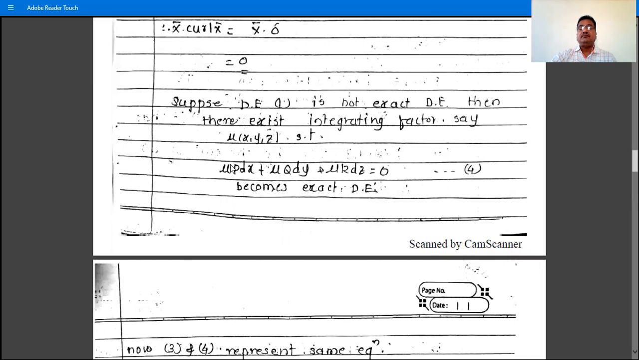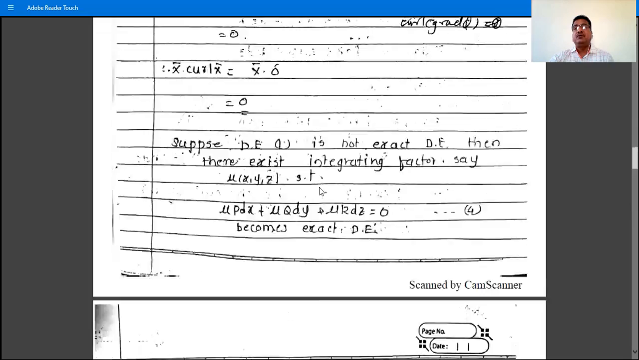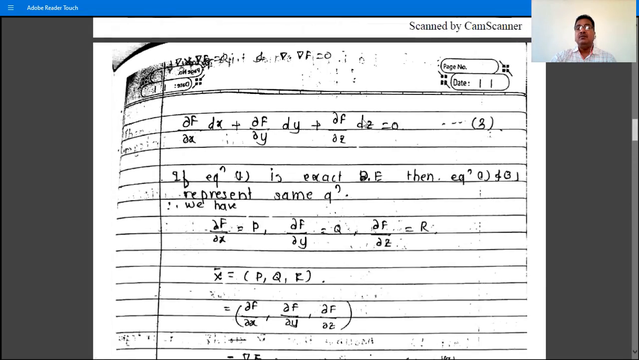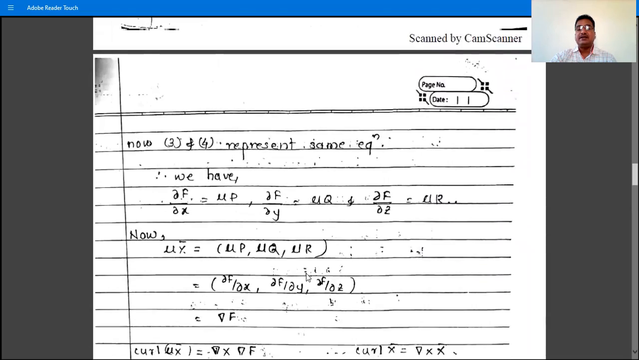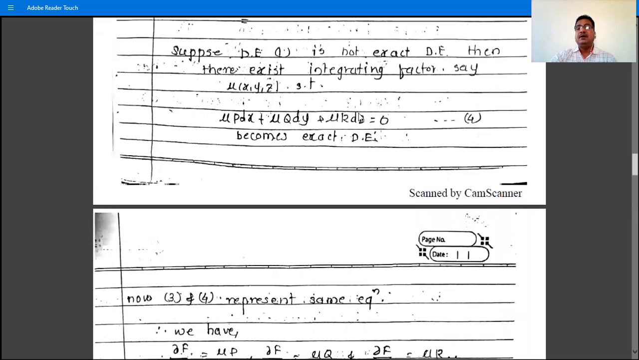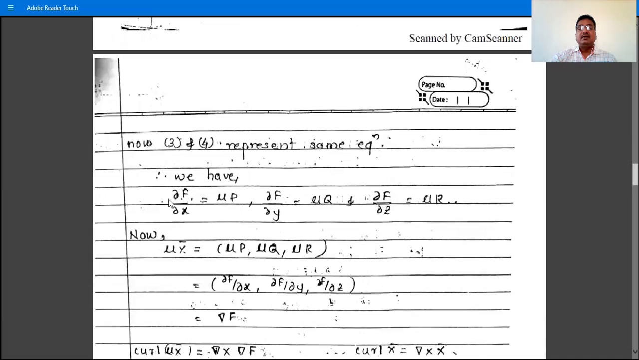Now, this equation number 4 and equation number 3, because this equation number 4 now becomes exact. And so it is exact means we have ∂/∂x.